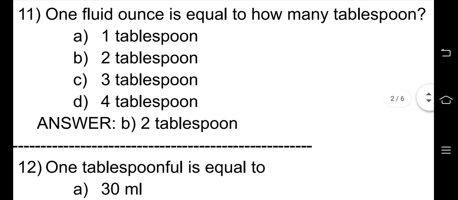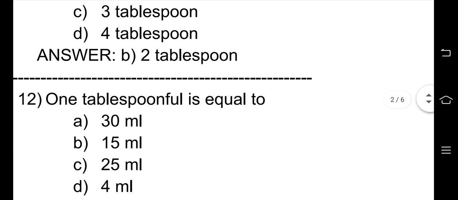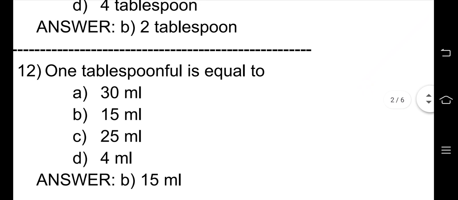Now coming to 12th question. 1 tablespoon is equal to option A 30 ml, option B 15 ml, option C 25 ml and option D 4 ml. The correct answer is option B 15 ml.